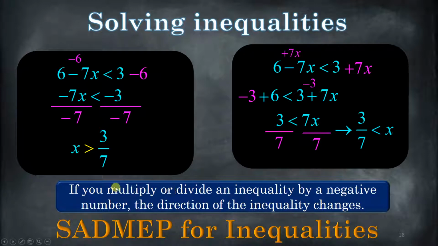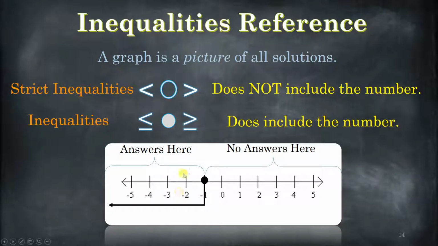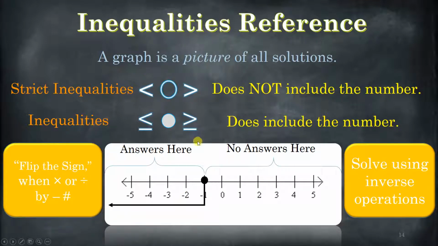So the moral of the story is if you multiply or divide an inequality by a negative number, the direction of the inequality has to change. Yeah? All right, so let's put together everything we've got. You should, at this point, know how to solve inequalities by using inverse operations, and you should understand what it means to flip the sign if you multiply or divide by a negative. Now, misconception, people often start to flip the sign if they subtract from both sides, and that's not it. It's only if you multiply or divide.